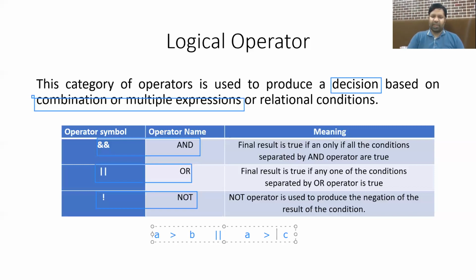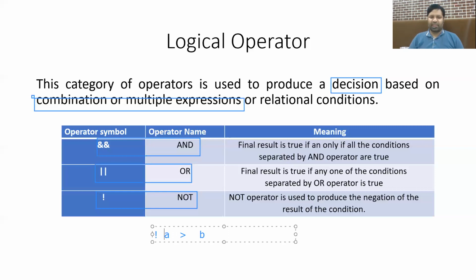So whatever will be the output, it will reverse the same. It is basically used to check NOT, whether something is not true. I repeat, whether something is not true. So if we say A is greater than B, then we are checking that the value of A is greater than B. If I say not, then I am checking that A should not be greater than B.